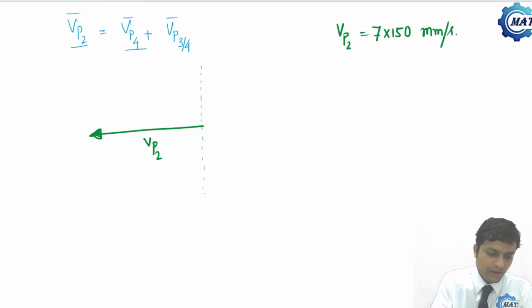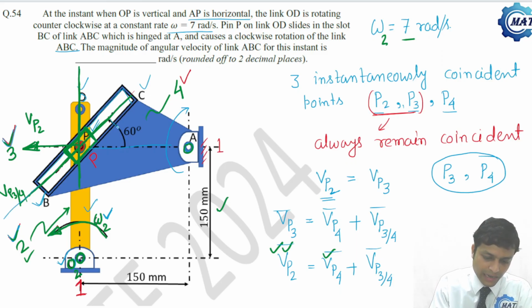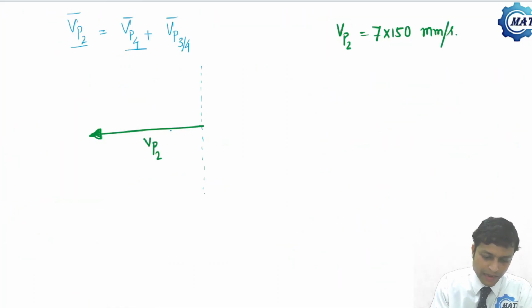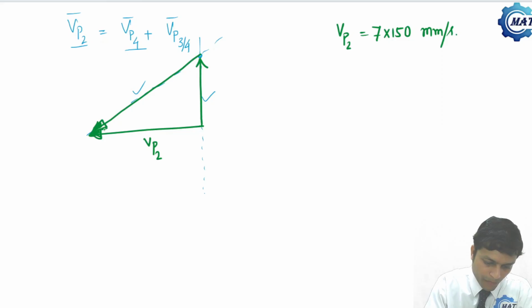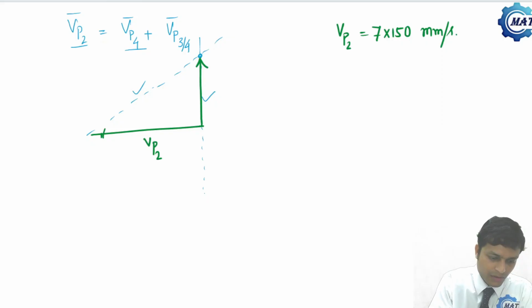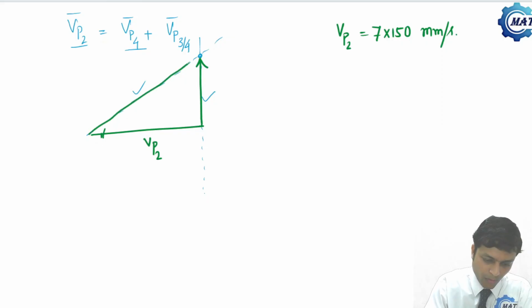Now, what will be the direction of the relative velocity? We know that the relative velocity is the sliding velocity, which makes an angle of 60 degrees to the horizontal. That is, it will make an angle of 60 degrees to Vp2 also. These two directions are known only, not the magnitude. So what will the velocity diagram be? The velocity diagram will be like this. Let me draw it. So this is Vp4 and this is Vp3 by 4, and this angle is 60 degrees.